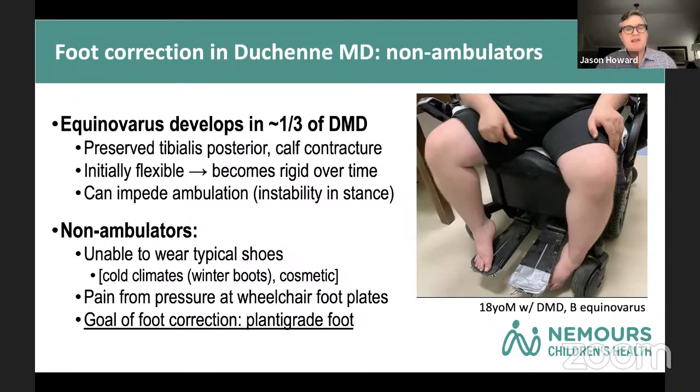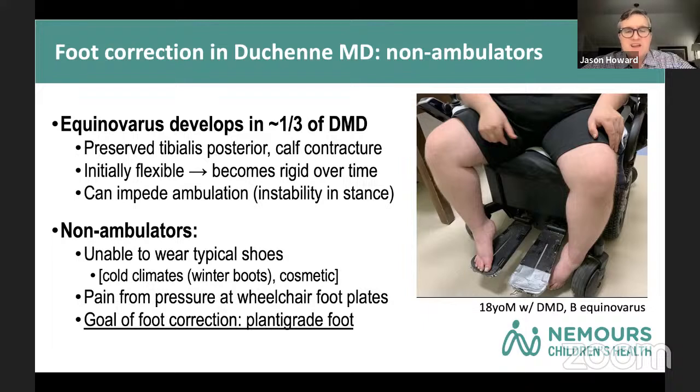What about non-ambulators? I talked about Duchenne muscular dystrophy in the ambulatory stage, where I'd be very careful about lengthening the calf muscle, but it does have a role in some cases. But in kids who are non-ambulatory, they often develop this equinovarus deformity, which becomes quite stiff over time. This is really driven by the preserved strength of the tibialis posterior. And this foot deformity is initially flexible. And this is kind of the time to start thinking about things.